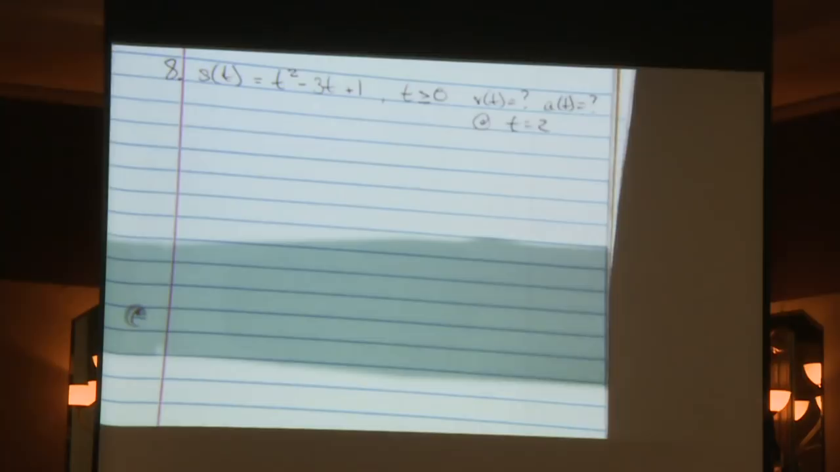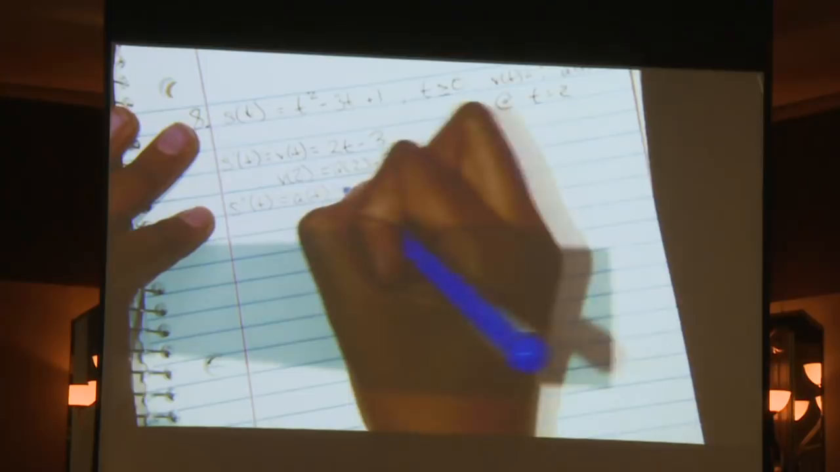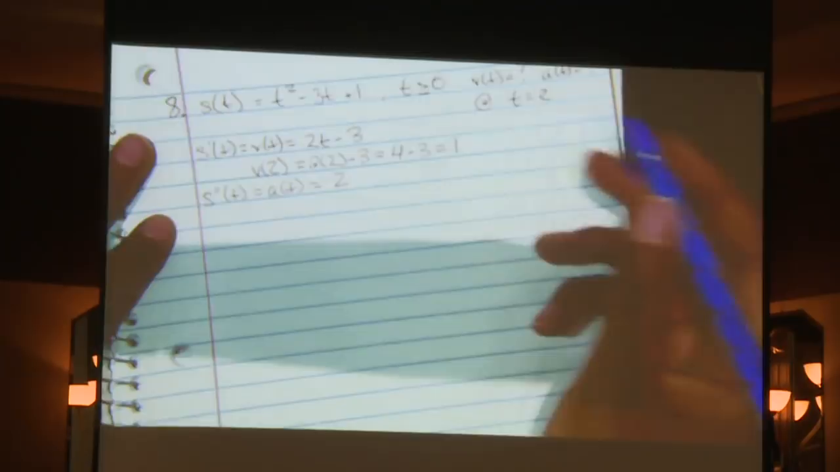So now all I have to do is take the derivative of this. The derivative of s of t, or velocity, gives me 2t minus 3. Now I evaluate that at t equals 2, and that gives me 2 times 2 minus 3. 4 minus 3 gives me 1. Now it's asking me for the acceleration. So the second derivative, or a of t, gives me 2. I don't have anywhere to plug in t, so I just know it's 2. Questions?